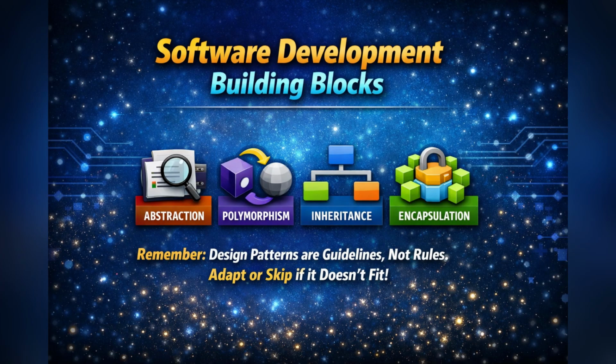Whenever we construct a building, we need raw materials like bricks, cement, and steel. Similarly, in software development, we use OOP concepts like abstraction, polymorphism, inheritance, and encapsulation. But knowing concepts is not enough. The real skill is knowing where and how to use them effectively. Also, remember, design patterns are guidelines, not strict rules. If a pattern doesn't fit your use case, don't force it, adapt or skip it.